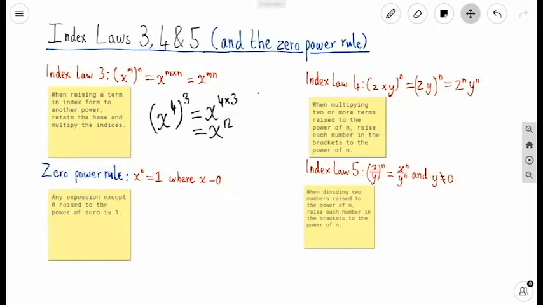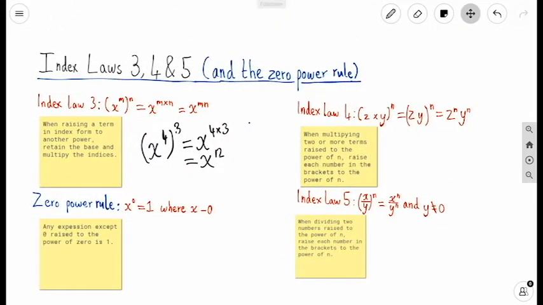Let's move on to the zero power rule. Some people say the zero power rule is a law, some people say it isn't, but either way it's important. Any expression except 0 raised to the power of 0 is 1. So any expression, term, or any number raised to the power of 0 is always equal to 1.